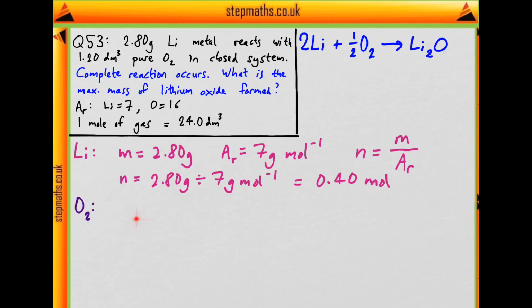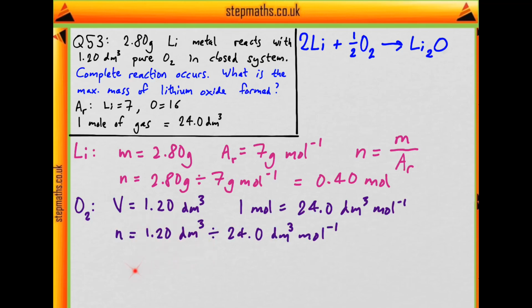We're told that we have 1.2 decimeters cubed of oxygen and that the volume of 1 mole of gas is 24 decimeters cubed. So can we work out how many moles of oxygen we have? Well, if we divide how many decimeters cubed of volume there is by how much volume there is in the mole, this is 1.2 divided by 24. Well, 12 divided by 24 would be 0.5. So 1.2 divided by 24 would be 0.05. So that's how many moles of oxygen we started with.